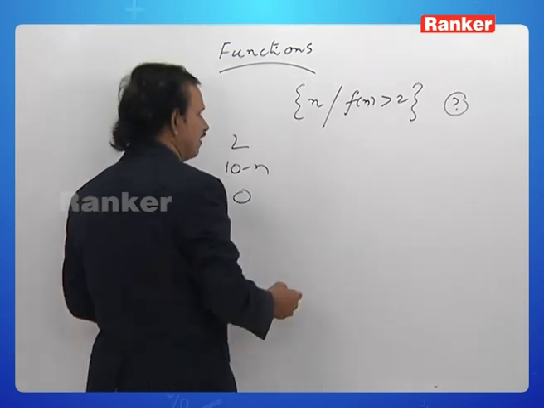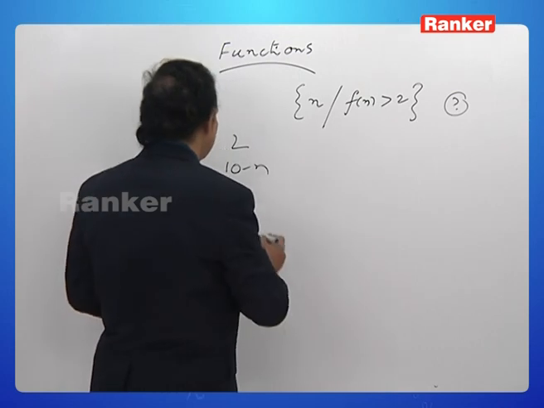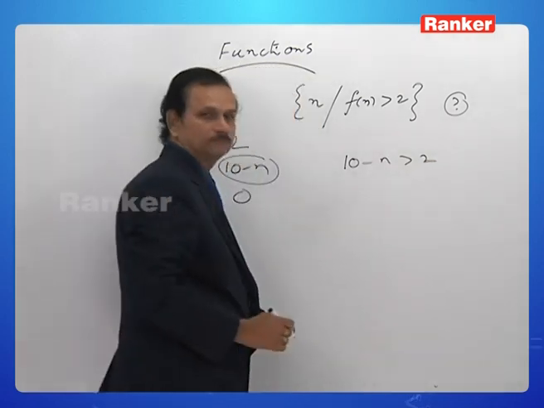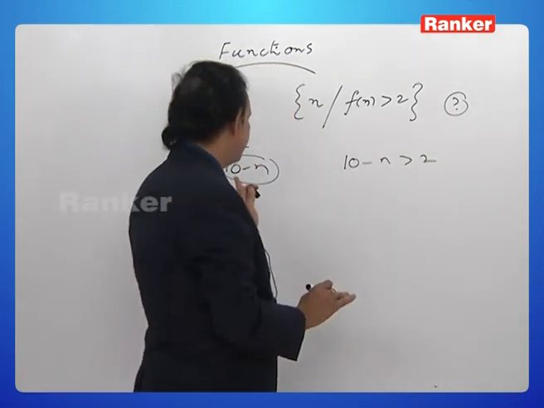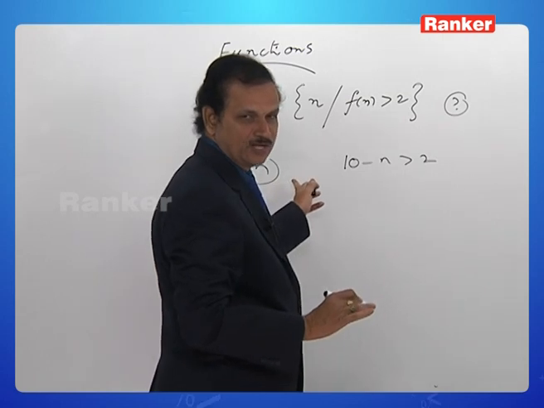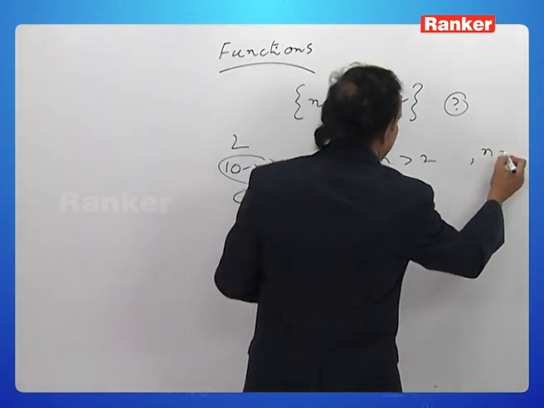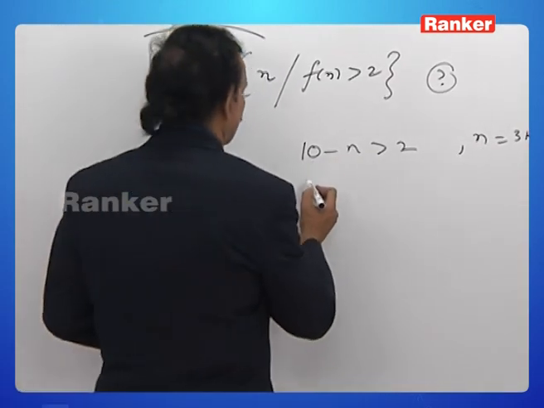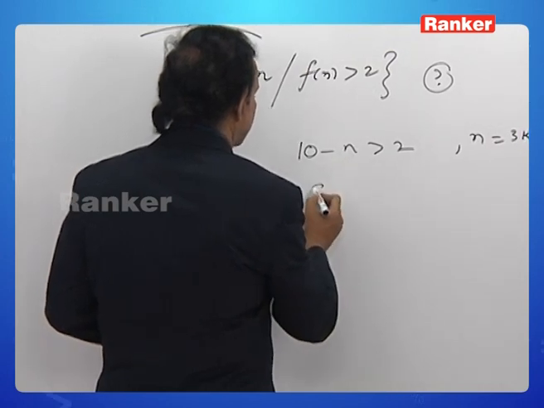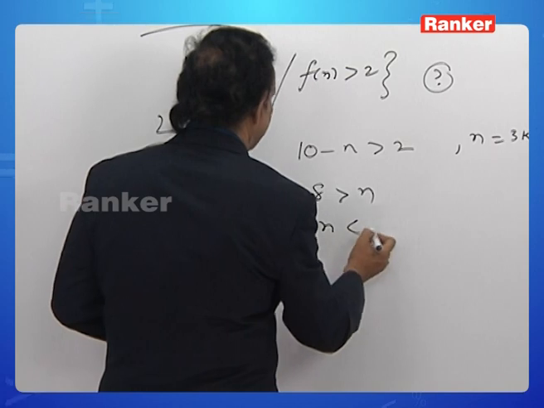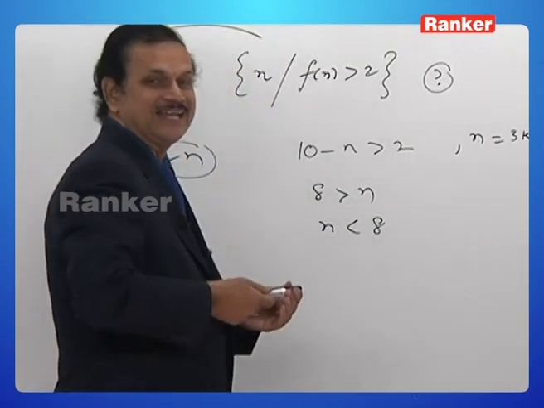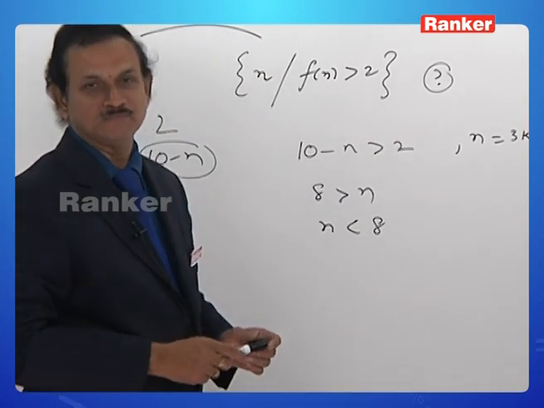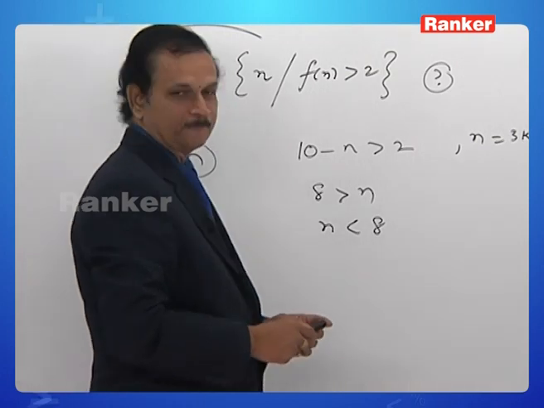Therefore, set of all n such that f of n greater than 2. For that, we must see when can this 10 minus n be greater than 2. That is the only case. If this definition is going to be used, then n must be in the form n is equal to 3k plus 1. Therefore, 10 minus n is greater than 2. That is 8 is greater than n or n is less than 8. N is less than 8 and n is in the form 3k plus 1. Come on, check among the options.